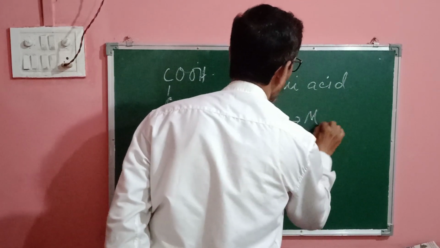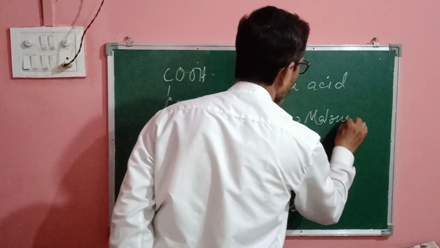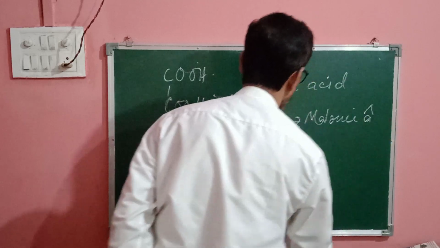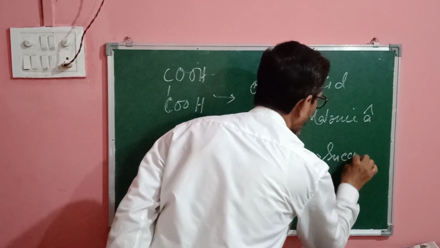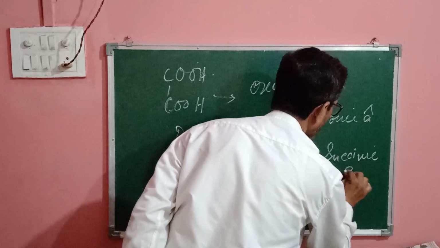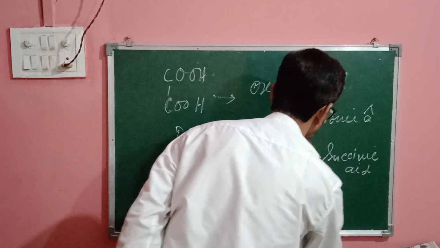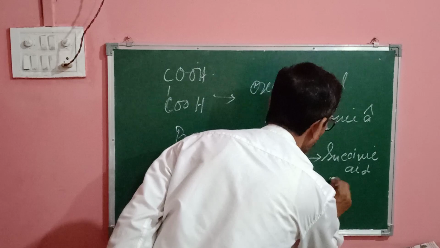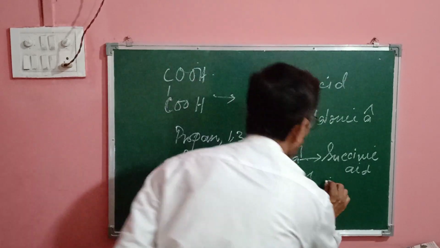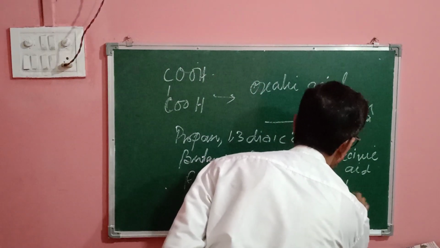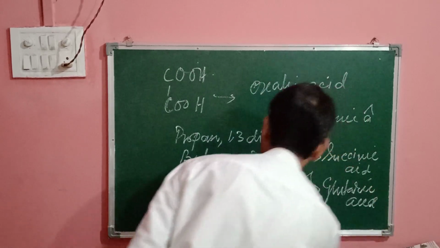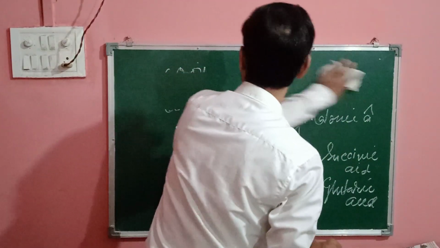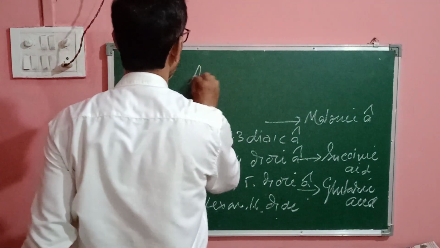The first one is oxalic acid. The second one is malonic acid. The third one is succinic acid. Fourth, glutaric acid. And the last one is adipic acid.